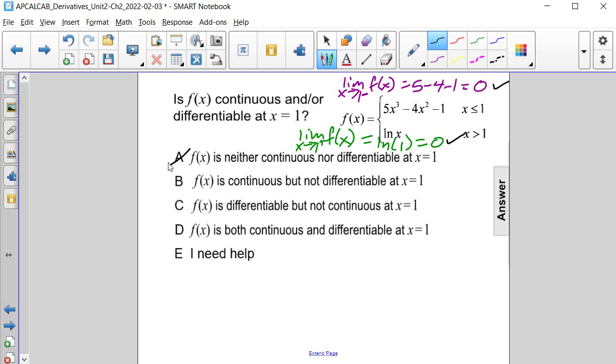Therefore, we can rule out answer choices A and C, which say that f of x is not continuous in both cases. So now we have to determine whether or not it's differentiable at x equals 1. And to determine that, we need to find the slope of the tangent lines at this x value of 1 in both pieces. That's also equivalent to finding the limit of f prime of x as x approaches 1 from both the left and the right.